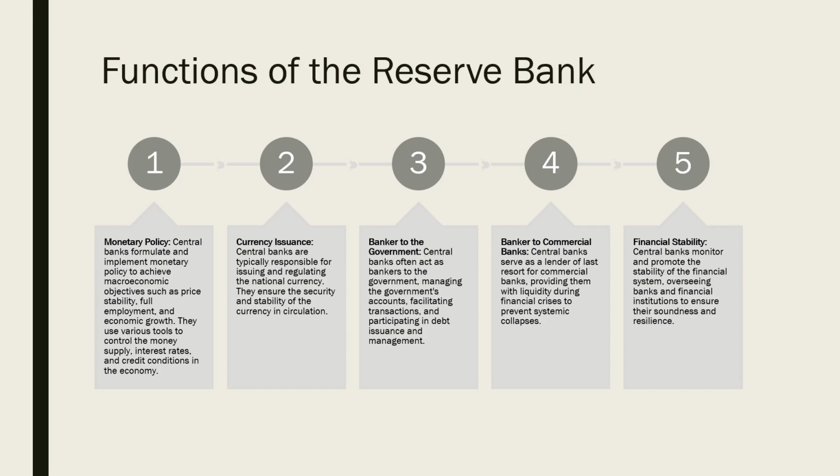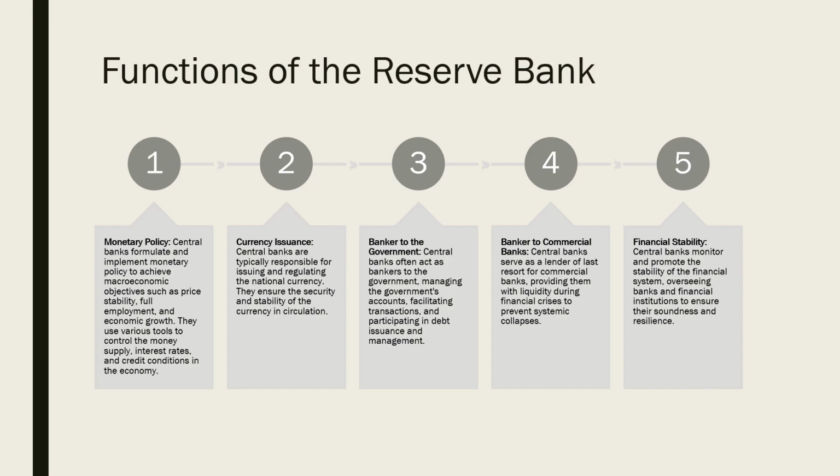Then the second function is currency issuance. So prior to the existence of central banks and the Reserve Bank, there were a bunch of private banks that used to issue their own notes, and there'd be a lot of inconsistency thereof. So this time around, when there's a central bank, it's the bank that issues the currency and works on what the universal value of that currency is, as opposed to different banks operating on their own ideas and own notions. Then the third role is that it plays the role of the banker to the government.